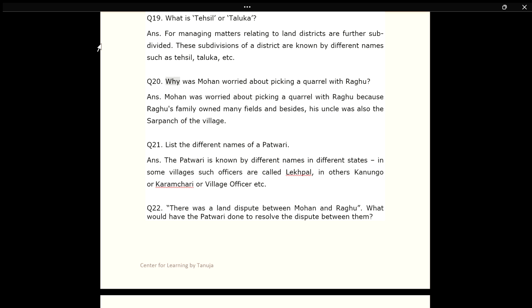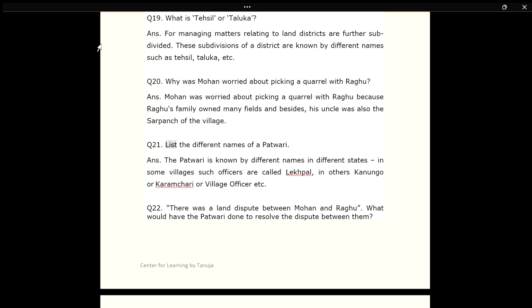Q20. Why was Mohan worried about picking a quarrel with Raghu? Ans. Mohan was worried about picking a quarrel with Raghu because Raghu's family owned many fields and besides, his uncle was also the Sarpanch of the village.